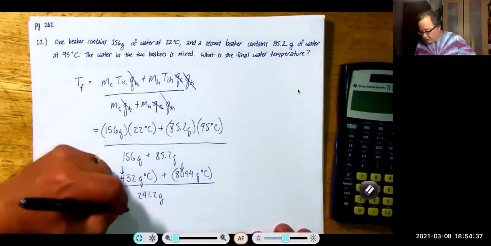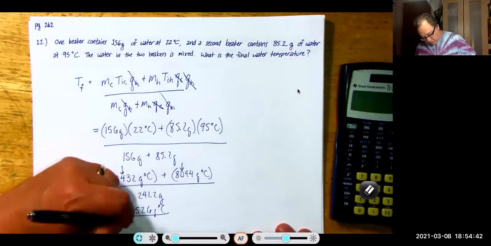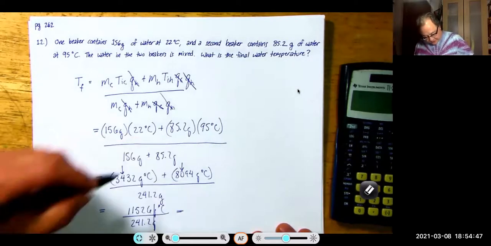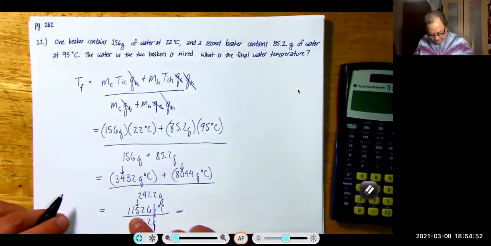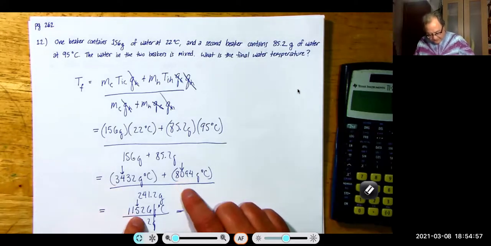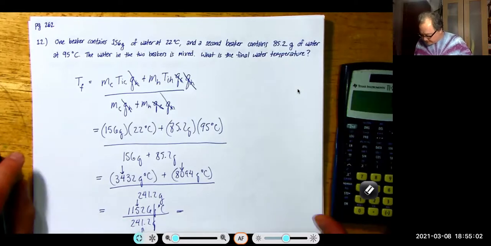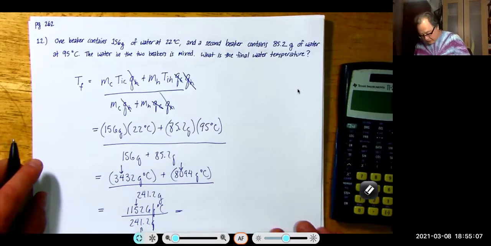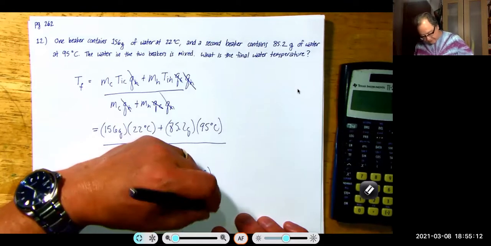So I get 11,526 grams degrees Celsius over 241.2 grams. The grams cancel. And this is going to be good to here. So when I add these two together, this is good to here. So I'm going to get 3 sig figs divided by 3 sig figs. So I get 3 sig figs in my answer. So I get 47.8 degrees Celsius is my final temp.